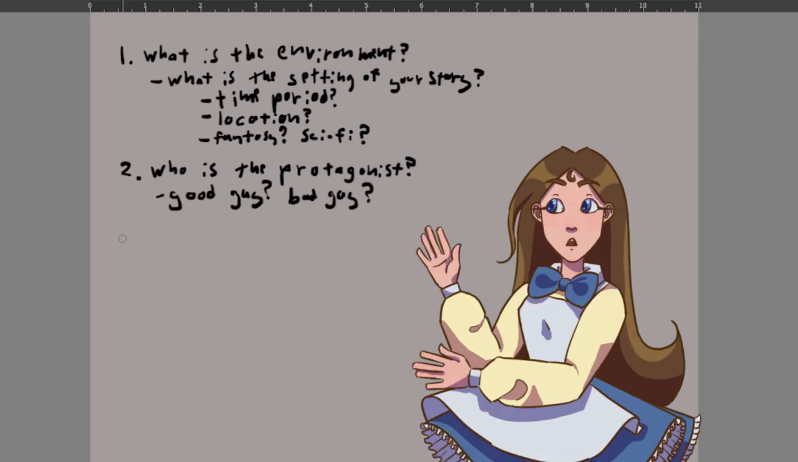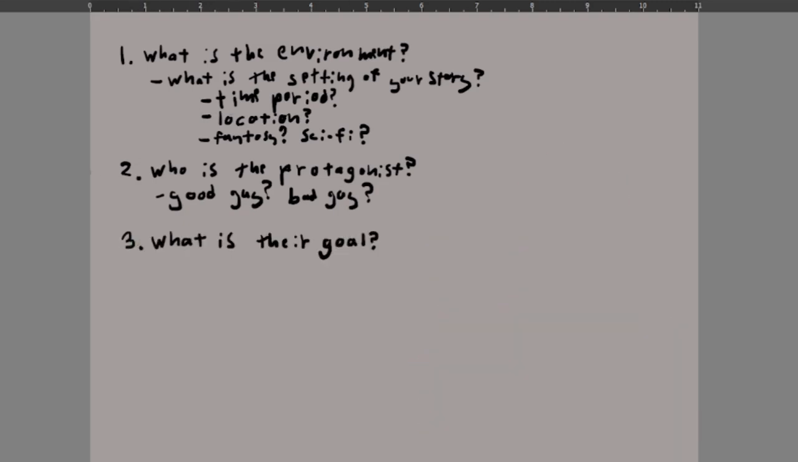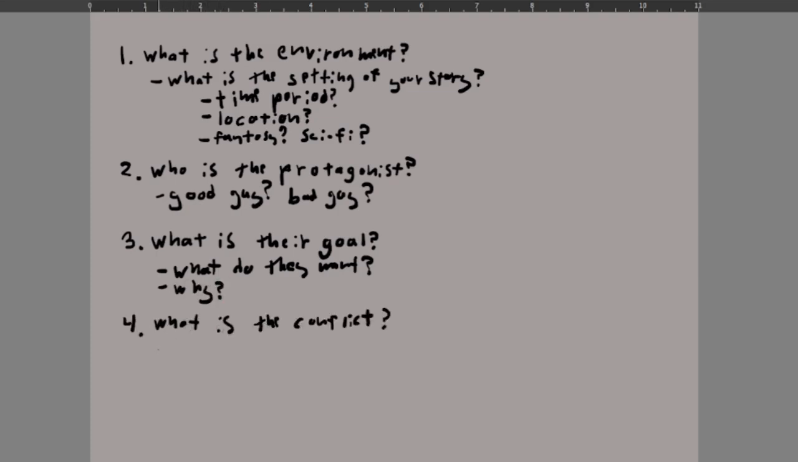Again, their names aren't important. What is the character's goal? What does the main character want to accomplish, and why? What is the conflict? What makes the character unable to achieve said goal? How does it end? How does the story end?